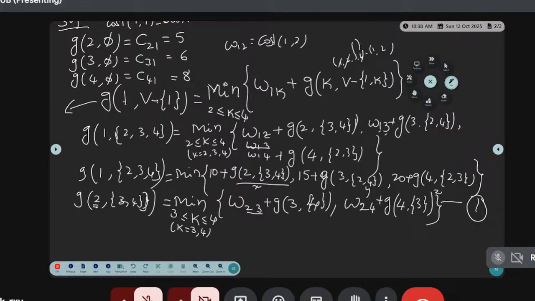But here also we don't know. Here also we don't know. This g of 3 comma 4, g of 4 comma 3. This value we don't know, and this value we don't know. Now calculate g of 3 comma 4.